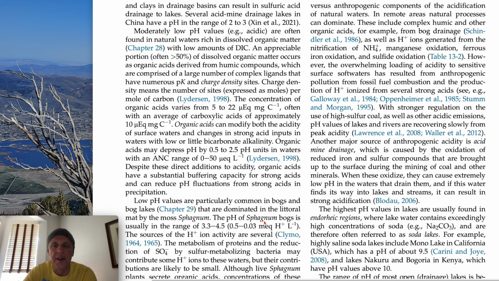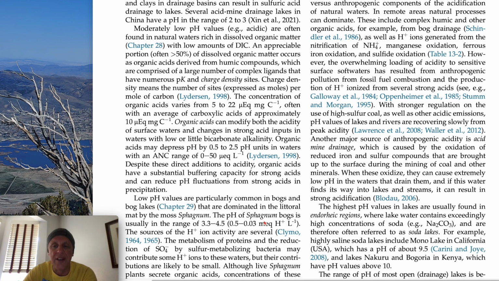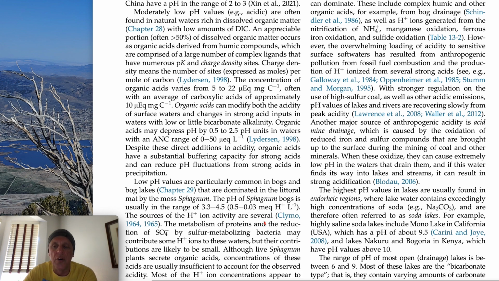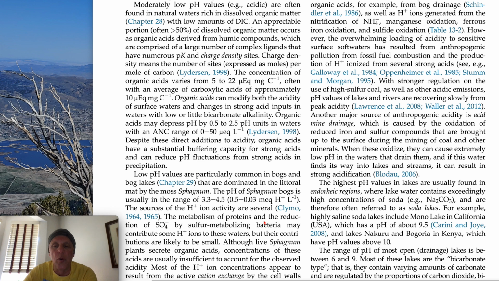These include complex humic and other organic acids, for example, from bog drainage, as well as proton ions, or H+ ions, generated from the nitrification of ammonium, manganese oxidation, ferrous iron oxidation, and sulfide oxidation. However, the overwhelming loading of acidity to sensitive surface soft waters has resulted from anthropogenic pollution from fossil fuel combustion and the production of proton, or H+, ions from several strong acids. With stronger regulations on the use of high sulfur coal as well as other acidic emissions, pH values of lakes and rivers are recovering slowly from peak acidity.